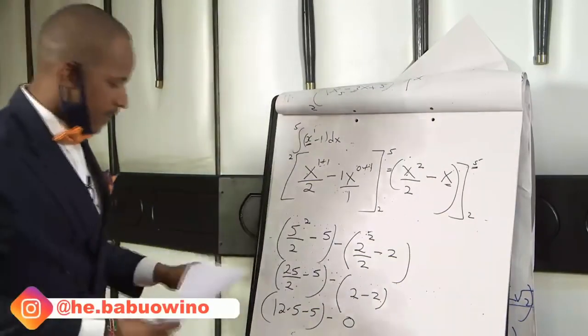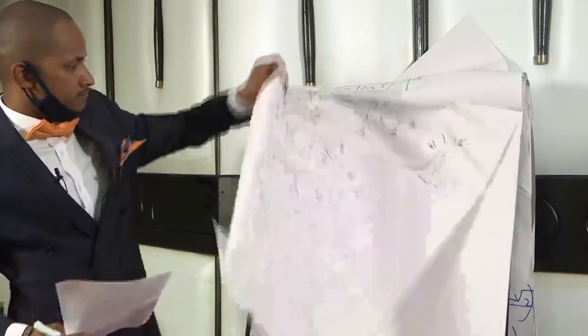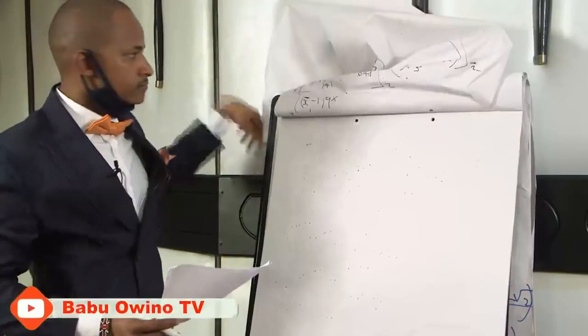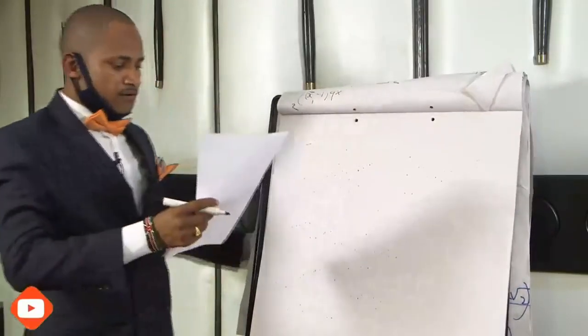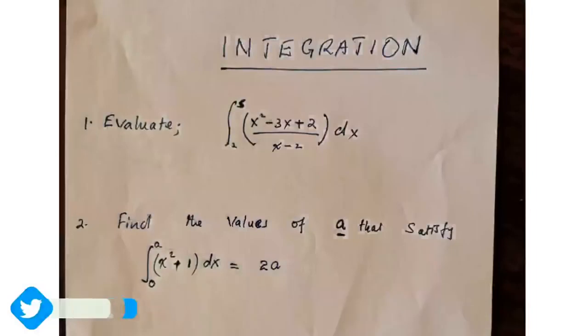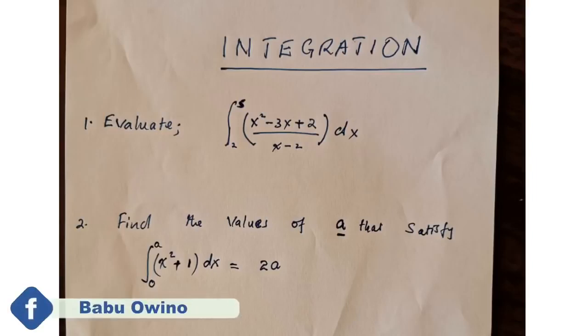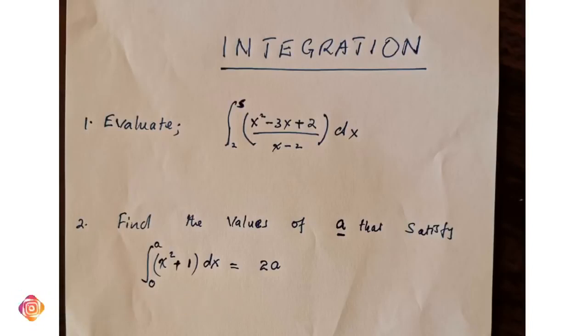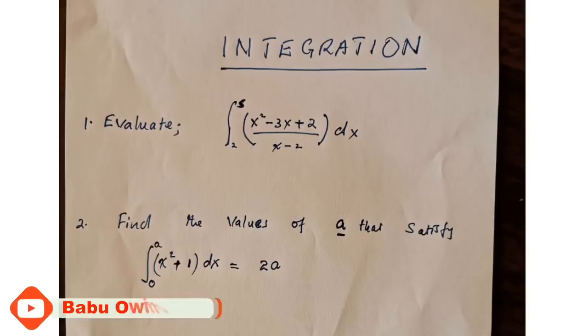Finally, find the value of a. That's question number 12. Find the value of a that satisfies the integral with limits a and 0 of x squared plus 1 dx equals 2a. I want us to be very careful here. It's just a matter of being keen.